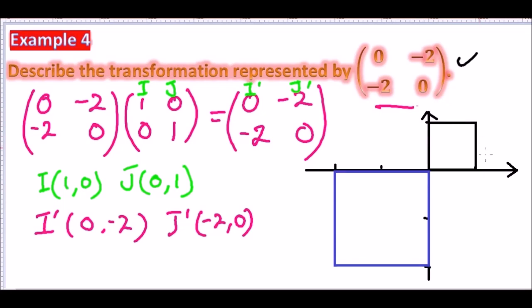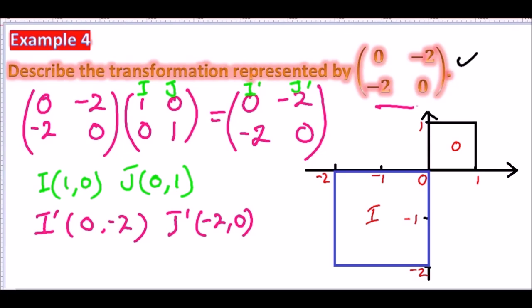So this is my sketch. This is where I have 1. This is 1. This is where we have minus 1, minus 2. This is 0. This is minus 1. And here we have minus 2. So this is our object and this is our image.